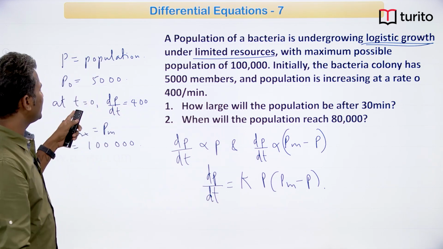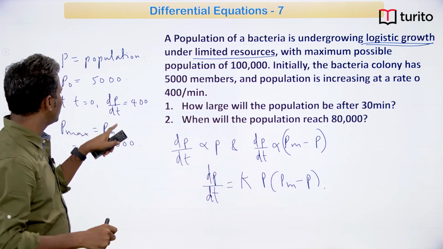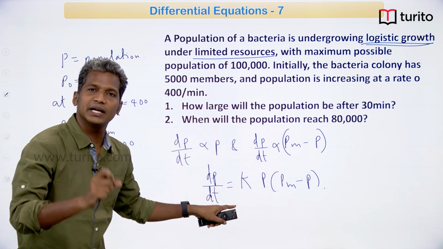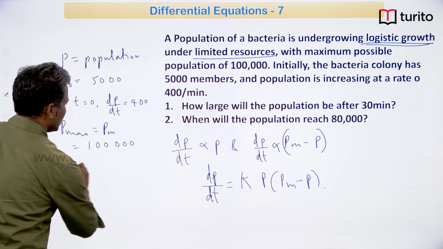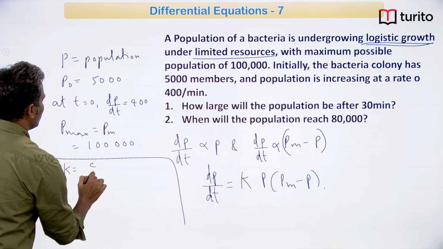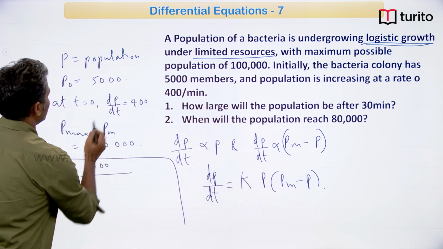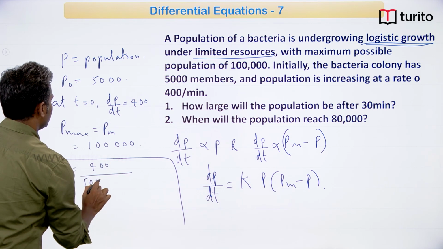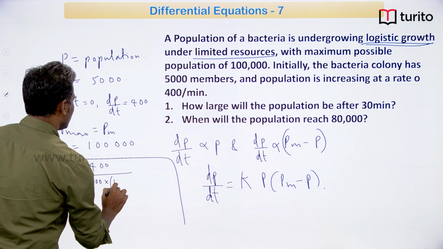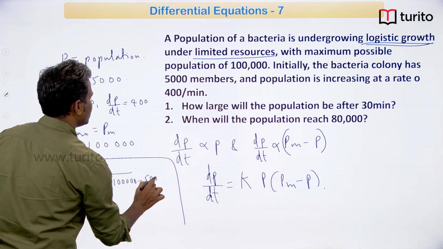Okay. So at t equal to 0, the rate of increment, the speed of increment of the population, must be 400. So we can apply it right here itself and get the k. Okay. So here k can be calculated. So k is equal to 400 divided by, what is the initial population P naught? It is 5000 into Pm, which is 100,000, minus P naught, which is 5000.